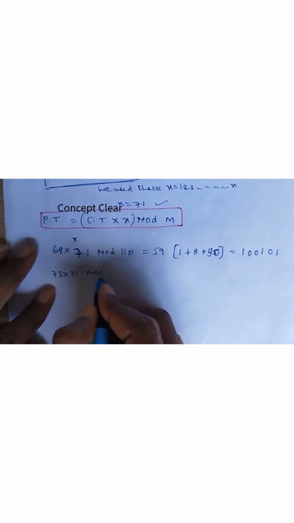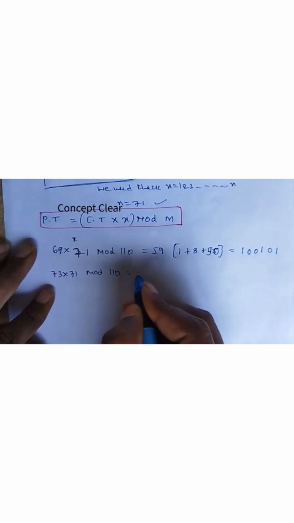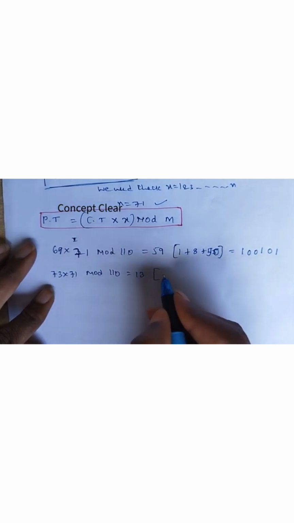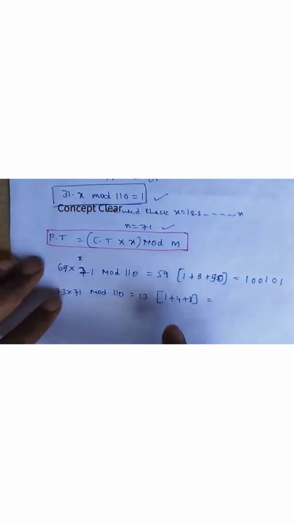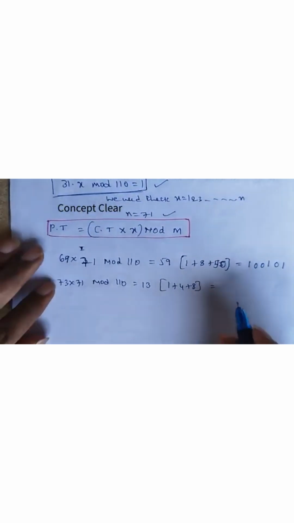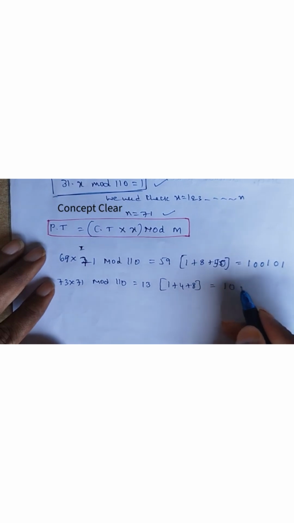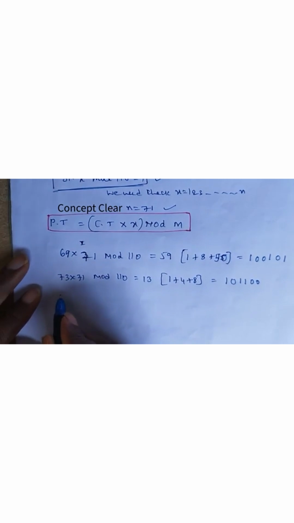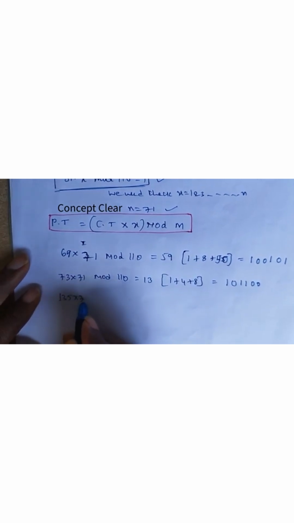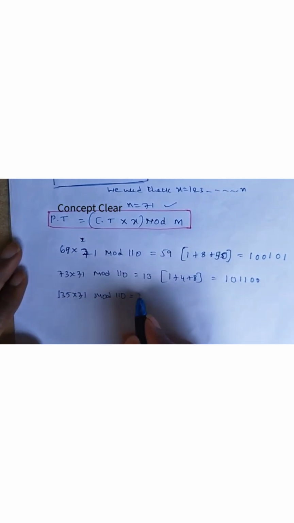Okay, and what about the second one? What is the second value? The second value is 73 into 71 mod 110, that equals 13. How to write this 13? 1 plus 4 plus 18. Put ones where the values are satisfying, the remaining are zeros. So we will get 101100.